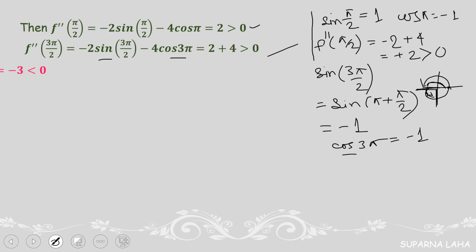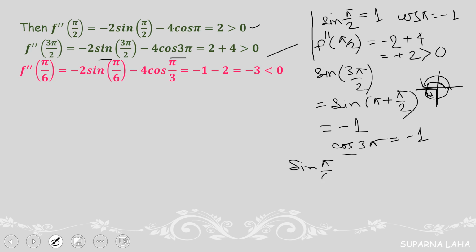Next check x equal to pi by 6. So sin pi by 6 is half, and cos pi by 3 is also half. Both belong to the first quadrant, so both are positive. So put the values here. We will find this is minus 1, minus 2, minus 3, ultimately the answer, which is less than 0.